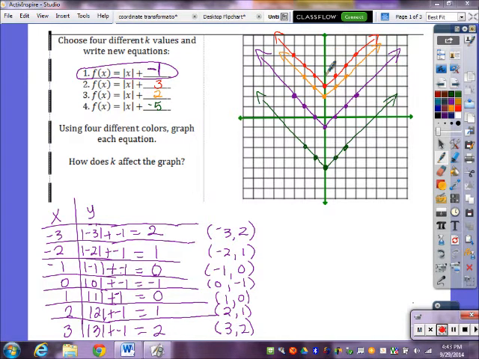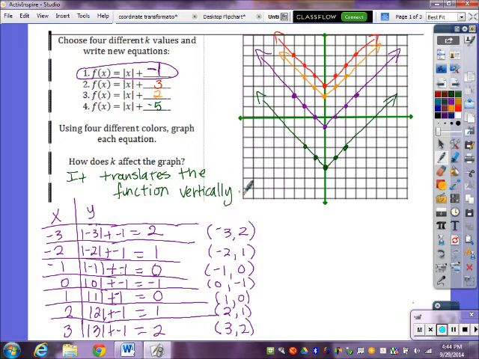So how does k affect the graph? It translates the function. I could say up and down the y-axis, or it's up and down, so that would be vertical.